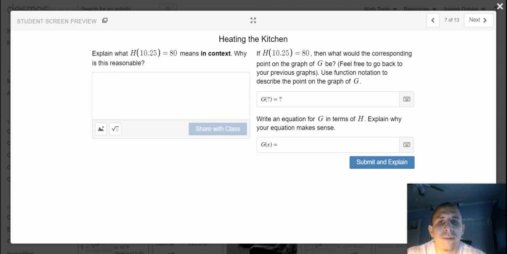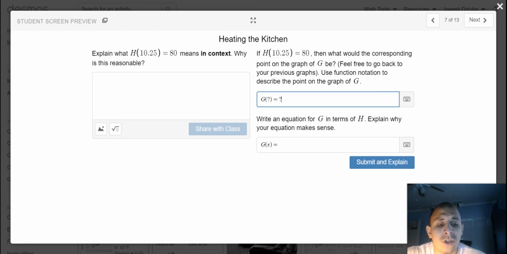What does h of 10.25 equals 80 mean in context? I can know what the input is. I can know what the output is. Okay, but what do those numbers actually portray in our real world? Why is that reasonable? If h of 10.25 equals 80, then what would be the corresponding point on the graph of g? We're exploring here. We're just starting out.